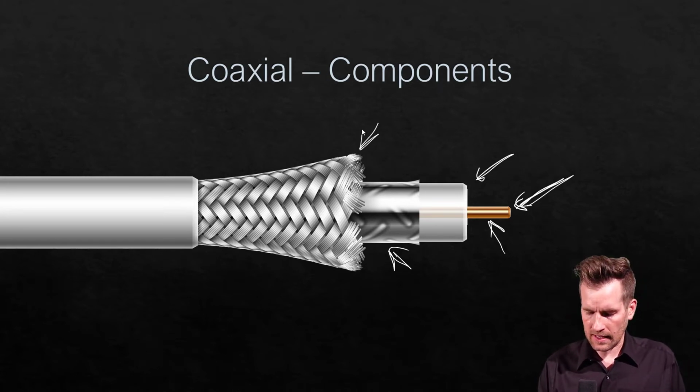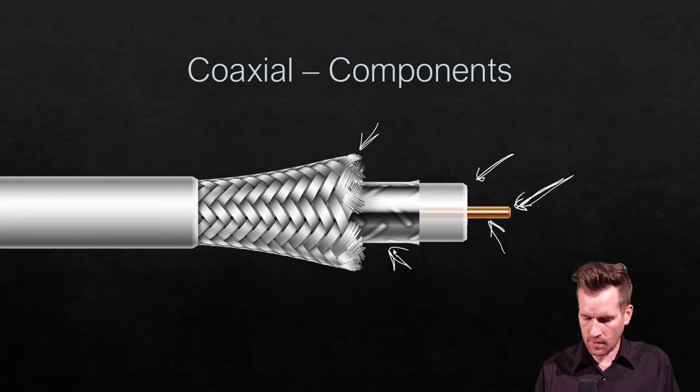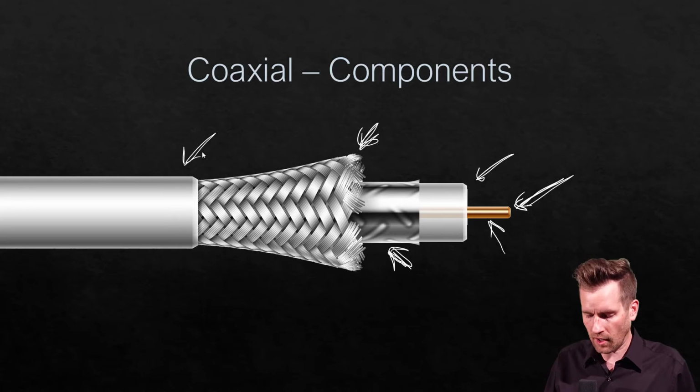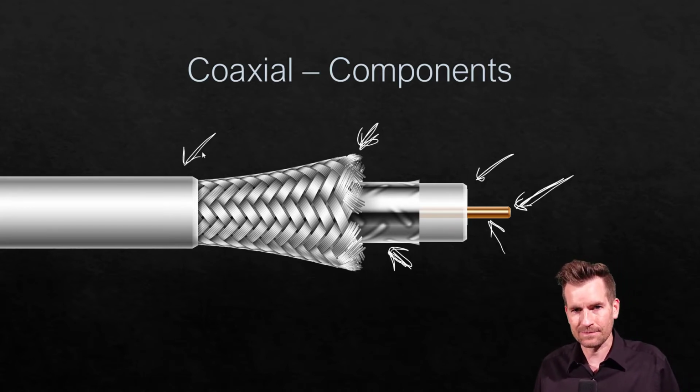And then we've got the braided foil, a braided shield around the outside. So we've got two shielding components here. And then finally, we've got the jacket along the outside, so that none of these conductors are exposed. So that's coaxial cable right there.